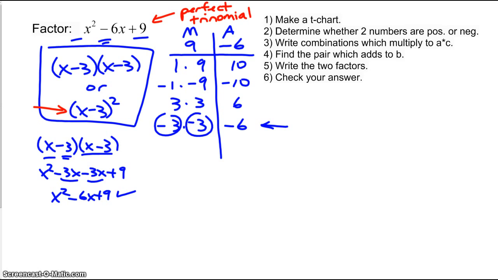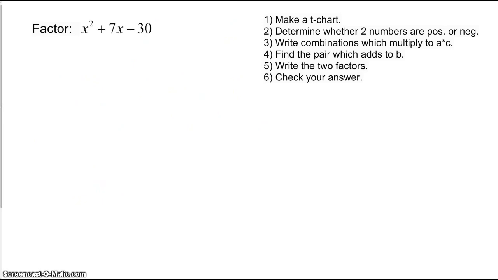Okay, let's do another example here. x squared plus 7x minus 30. So we could make the table. We're going to multiply 1 times negative 30, add to 7. And since we're multiplying to get a negative, it must be a positive with a negative.